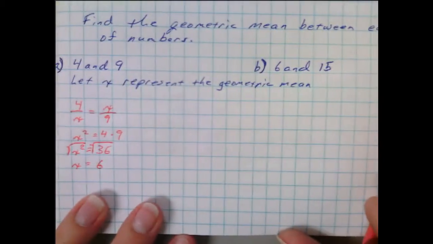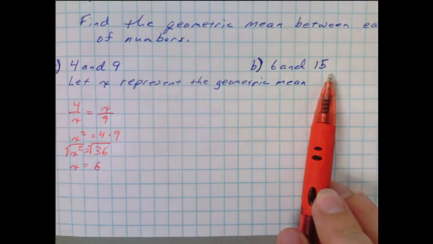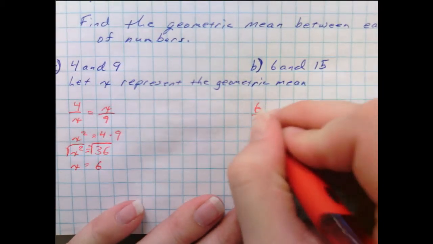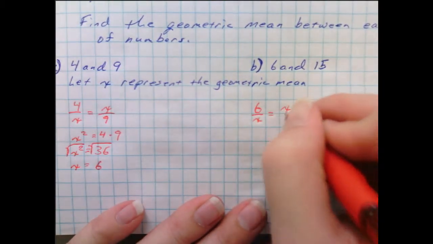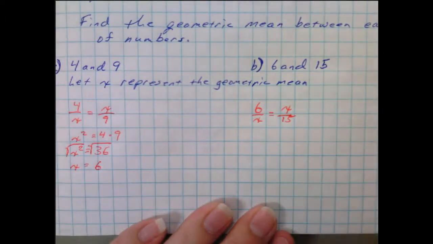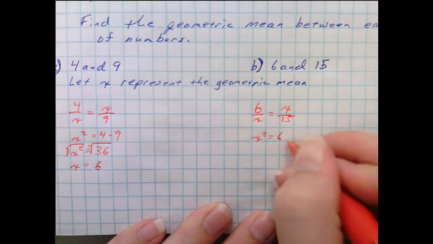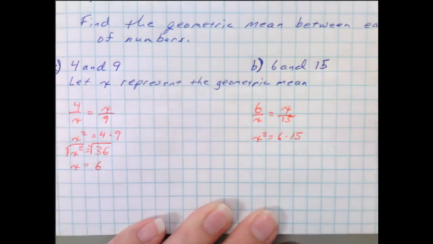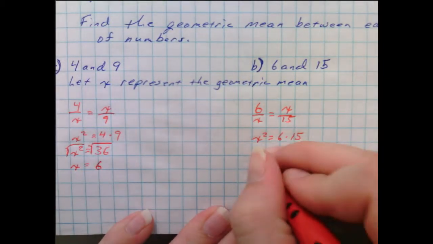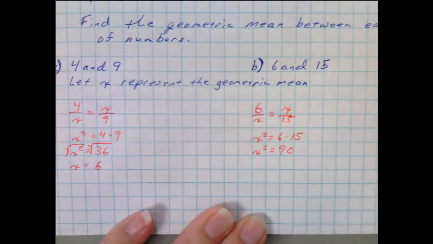So we have another set of numbers over here. We have 6 and 15. So we're going to set these up the exact same way. So 6 over x equals x over 15. So there's our proportion. And then we're going to do our cross products. So we have x squared equals 6 times our 15. 6 times 15 gives us 90. So we have x squared equals 90.